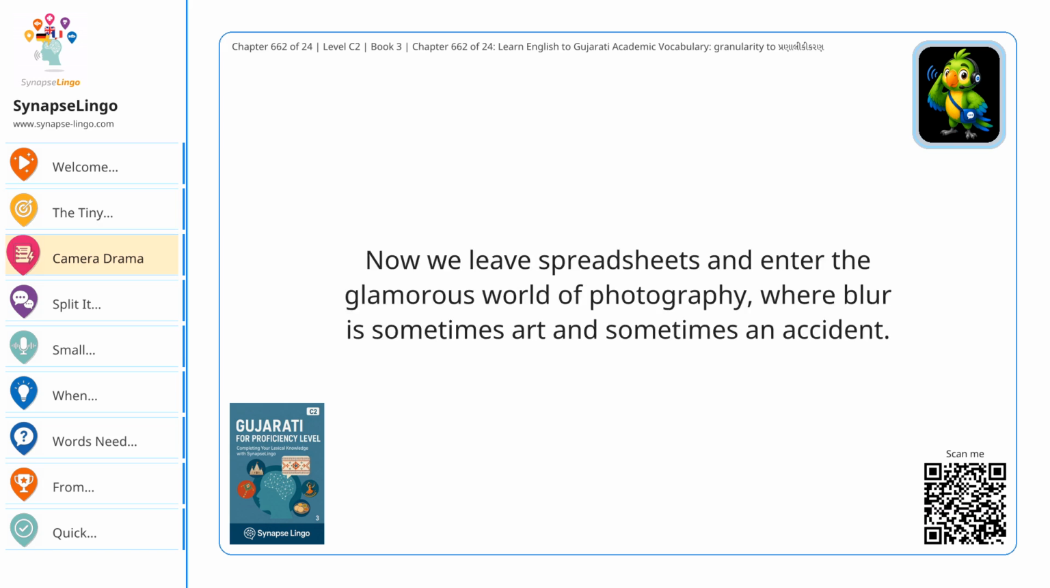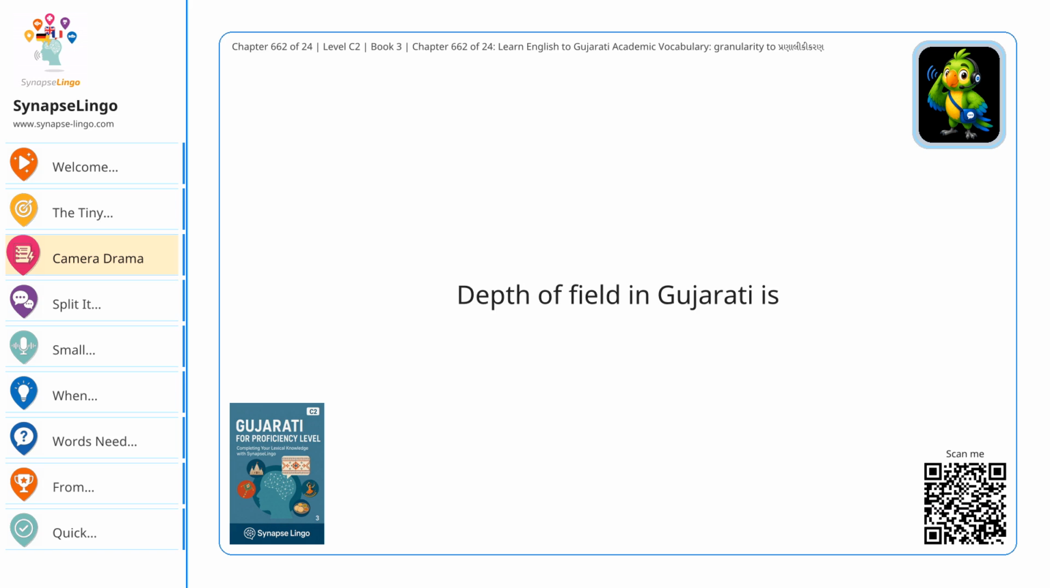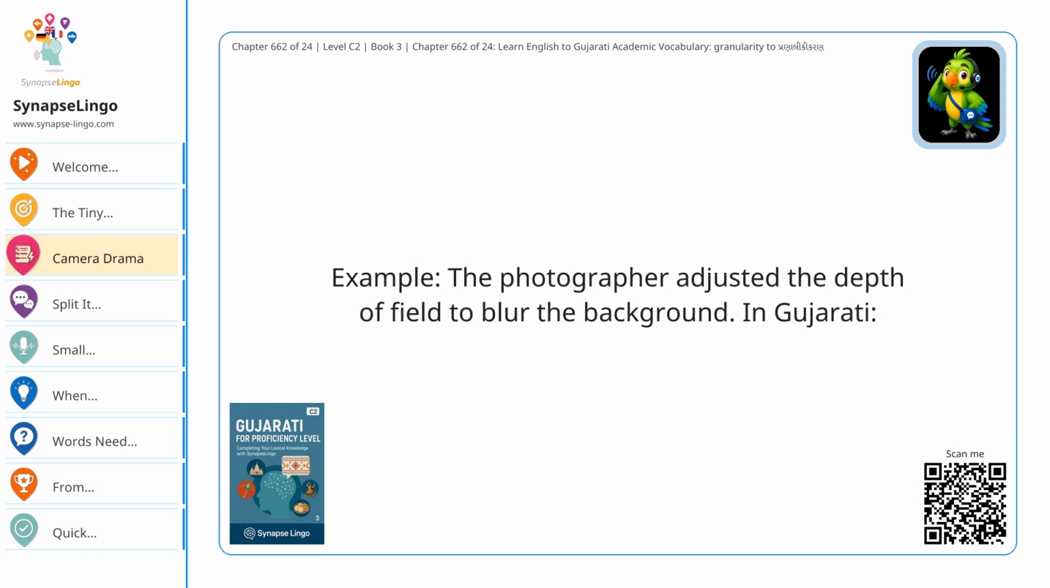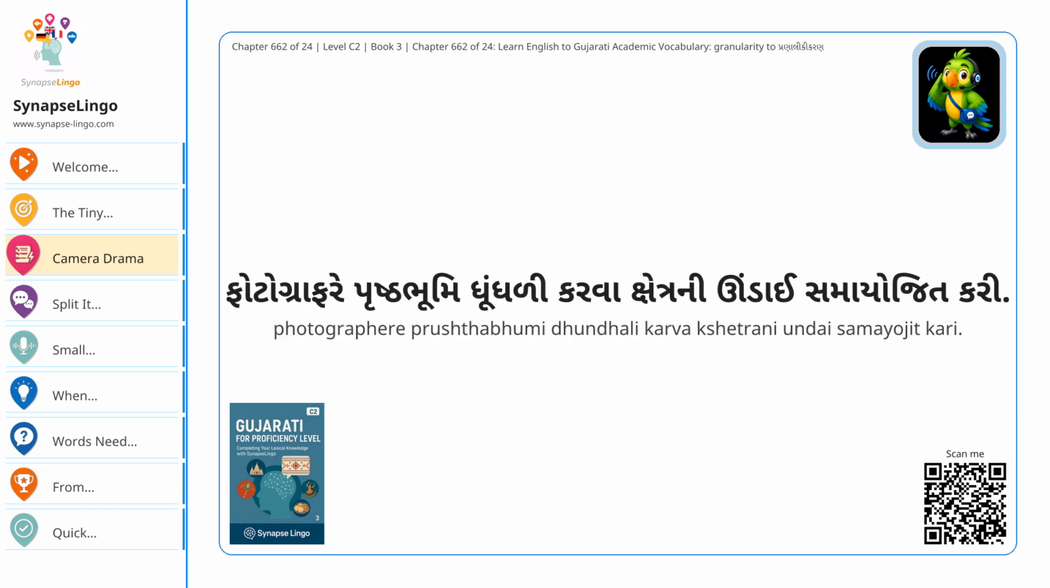Camera drama. Now we leave spreadsheets and enter the glamorous world of photography, where blur is sometimes art and sometimes an accident. Depth of field in Gujarati is ક્ષેત્રની ઊંડાઈ. It describes the range in a photo that appears sharp. Example. The photographer adjusted the depth of field to blur the background. In Gujarati. ફોટોગ્રાફરે પૃષ્ઠભૂમિ ધૂંધળી કરવા ક્ષેત્રની ઊંડાઈ સમાયોજિત કરી.